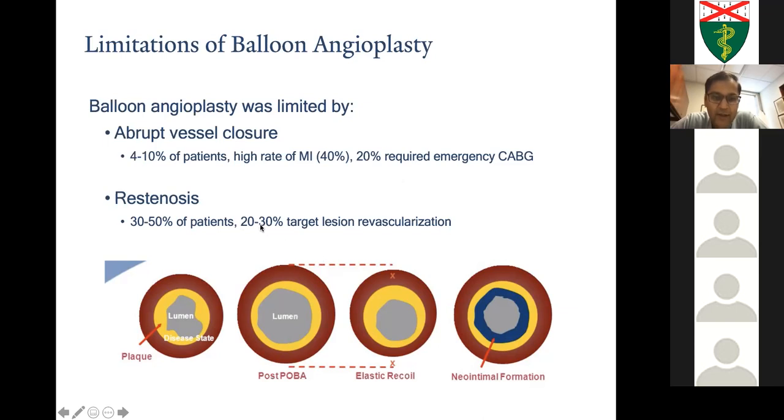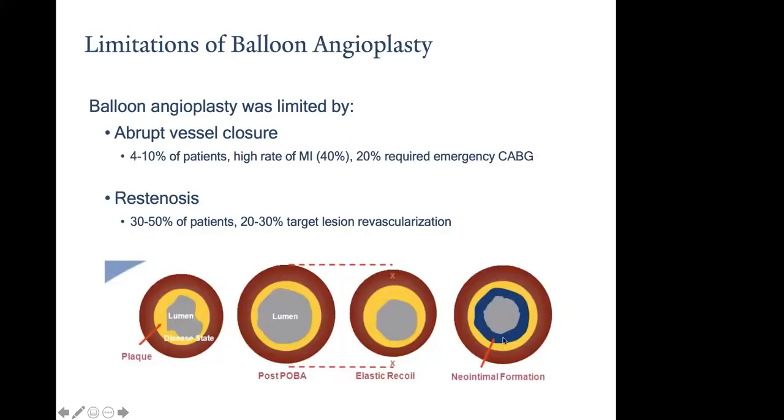And so in a year, the average target lesion revascularization was 20 to 30%, which is incredibly high for a device therapy in the current era. This picture at the bottom shows that process. If you have a diseased vessel in cross section, you have a lumen that has atherosclerotic plaque in it. It undergoes balloon angioplasty. In the acute setting, you have significant luminal gain, but then you have elastic recoil, which happens almost immediately. Then over time, you have neo-intimal formation and restenosis, narrowing the lumen almost back to the way it started.